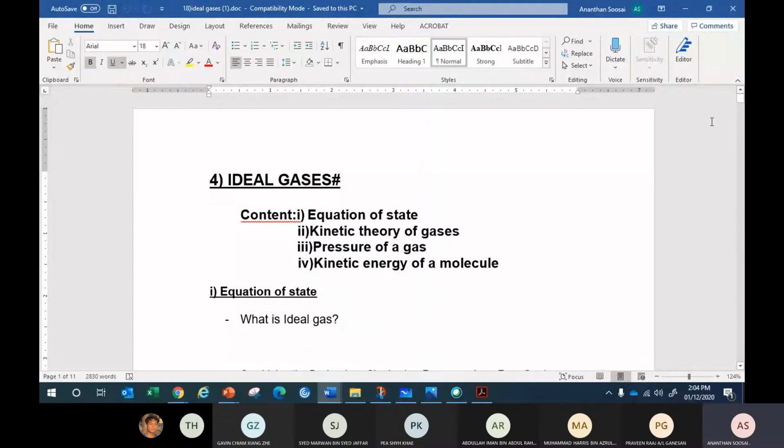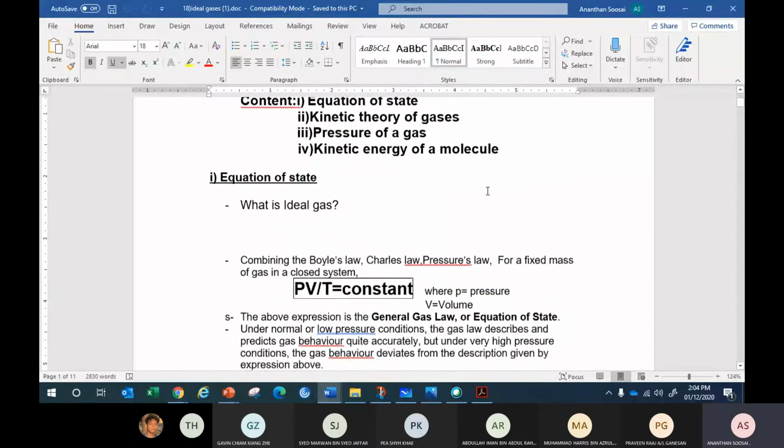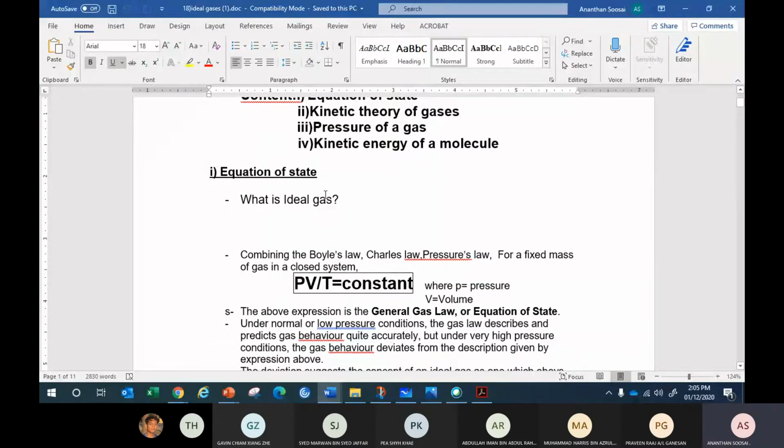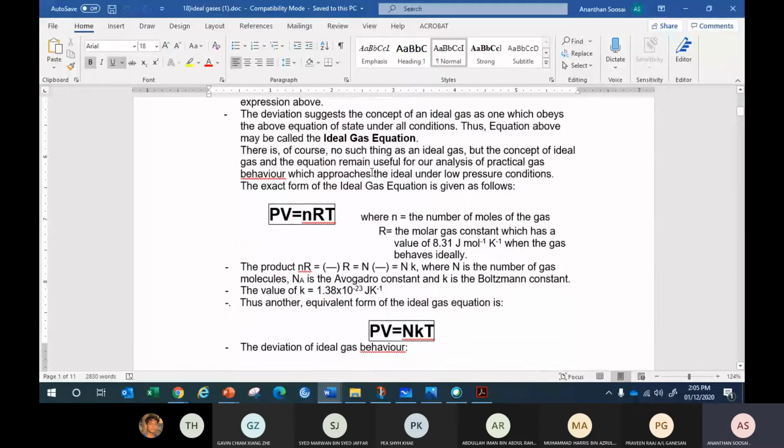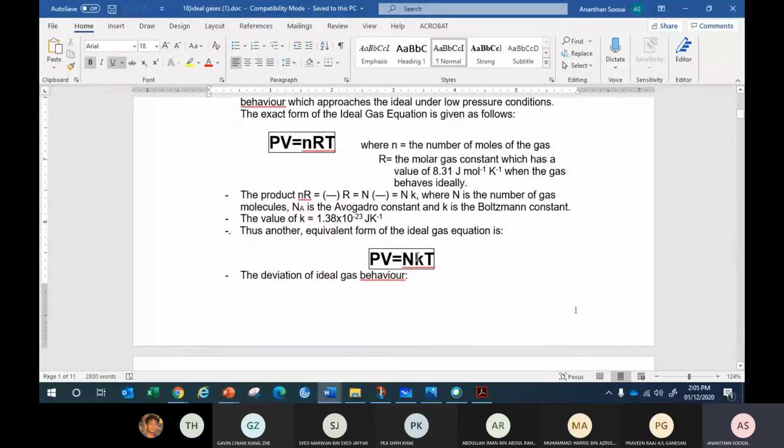Let's continue with the ideal gas. The other day we introduced the ideal gas. We talked about what is meant by ideal gas. We introduced PV over T is constant, which you learned in Form 5, and two new formulas, PV equals nRT and PV equals NkT.